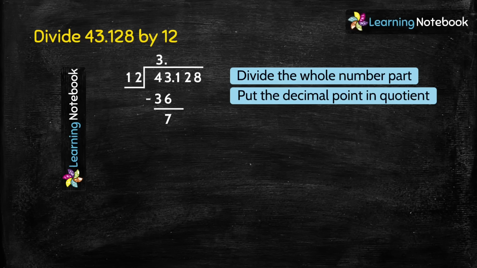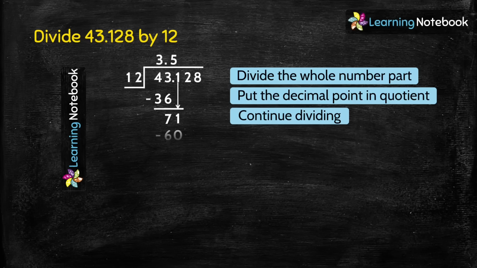Let's continue dividing. So copy the next digit 1. Now we have to divide 71 by 12. 12 into 5 equals 60, and 71 minus 60 equals 11. Copy the next digit 2. So 112 divided by 12. For this, 12 into 9 equals 108, and 112 minus 108 equals 4.